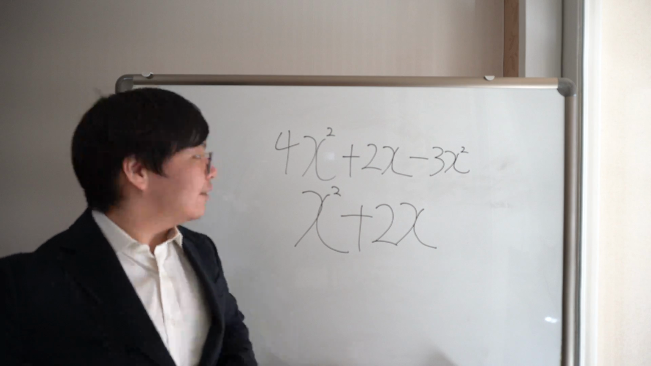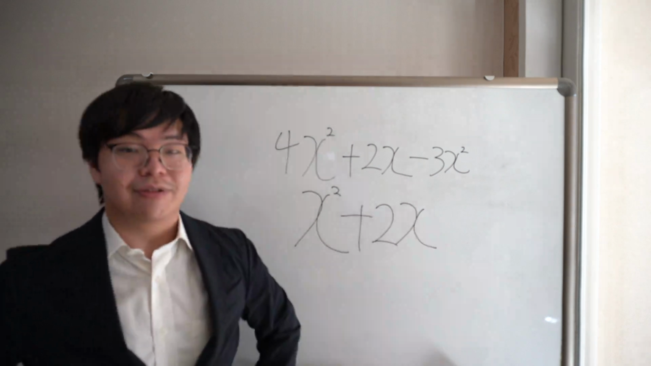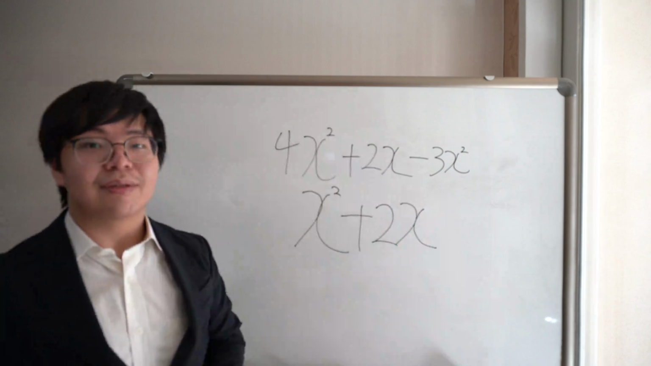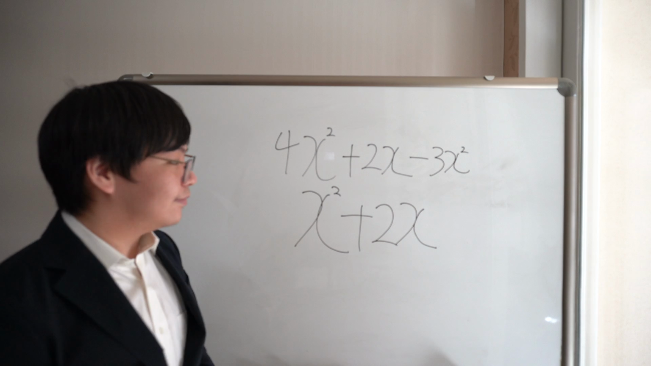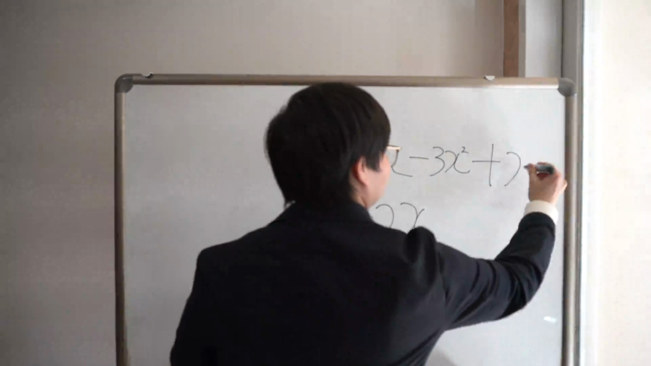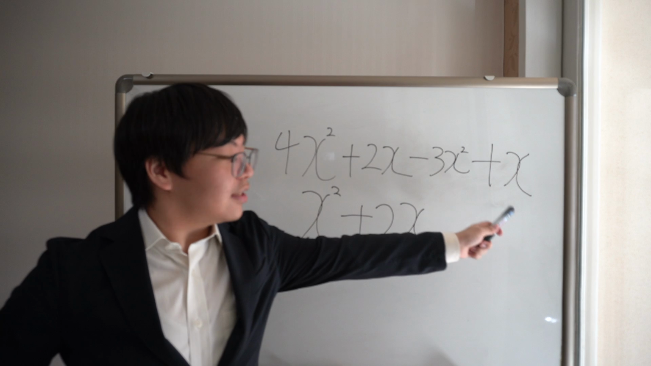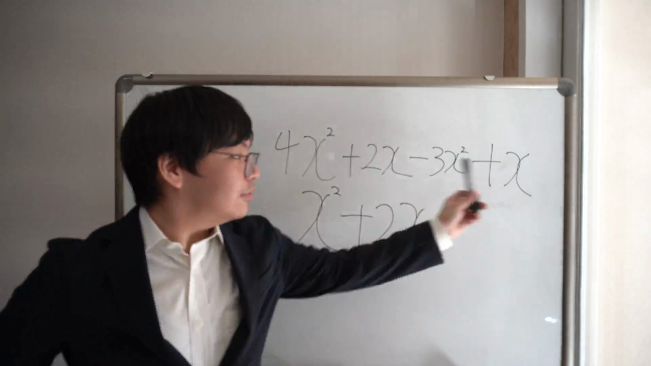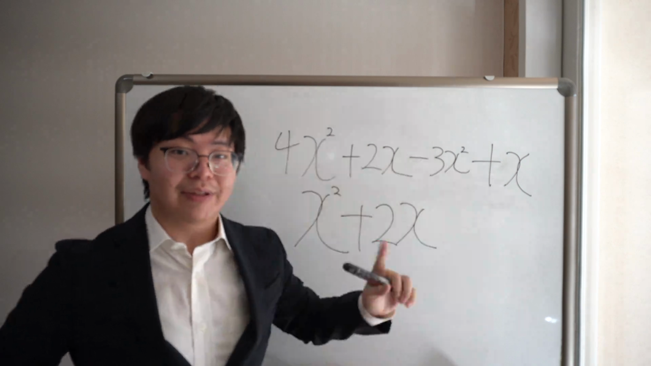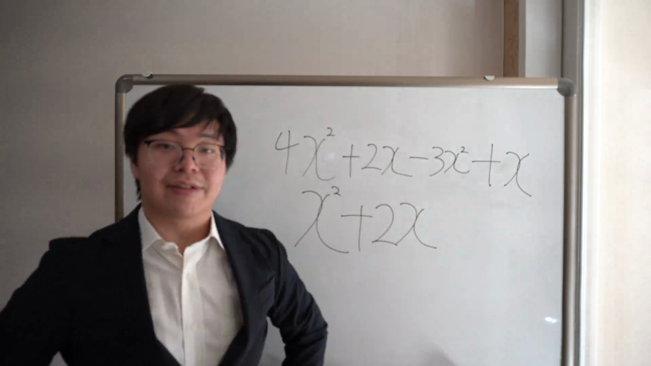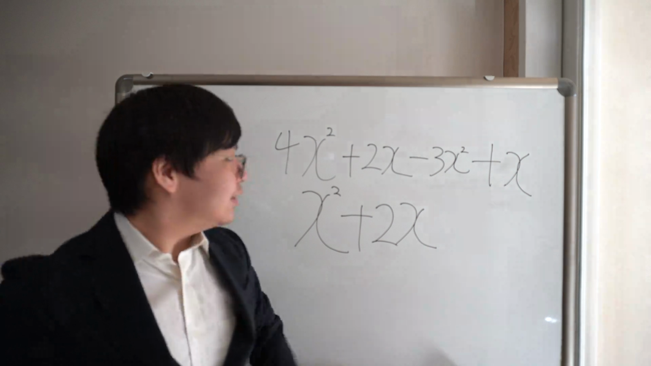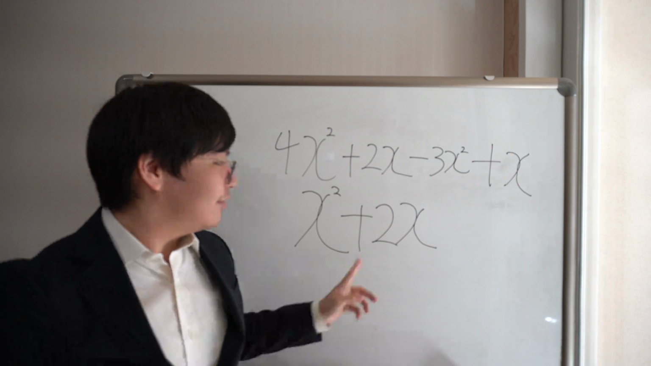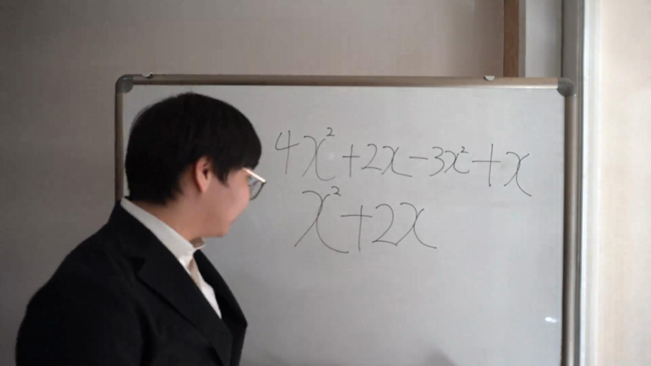Then, what if 2x did have someone to add or subtract with? Let's say this problem had plus x at the end. In this case, since x and x are exactly the same variables, we add 2 to the 1. Remember, no number is automatically assumed as 1. So, if you do 2 plus 1, we get 3, right? So, we get 3x instead of 2x.